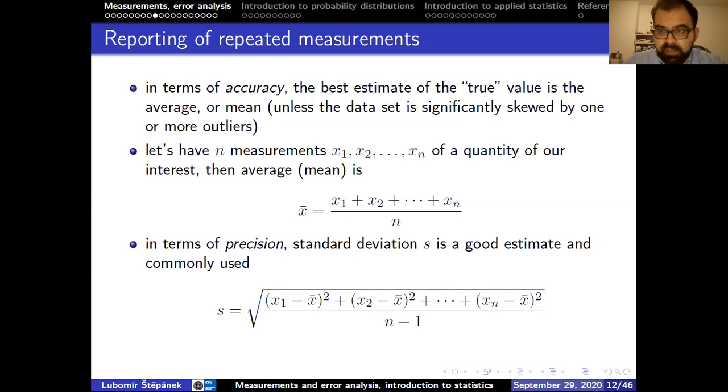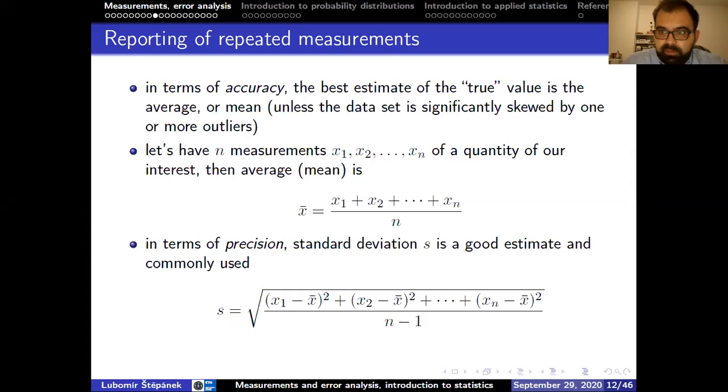Why 30? From the theory of statistics, it can be calculated that if you have 30 or more readings, then the error, in percentage, that you make if you use your calculated mean as an estimate of the true value is less than 1%. It can be derived from statistical theory, from the standard normal distribution function.